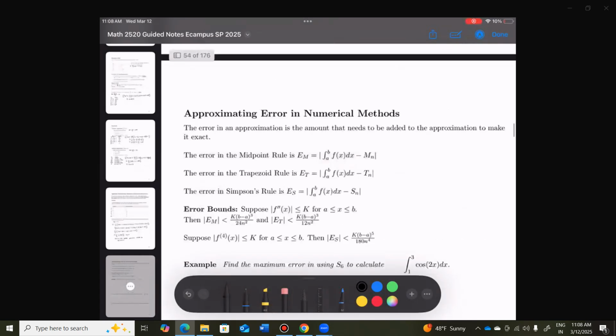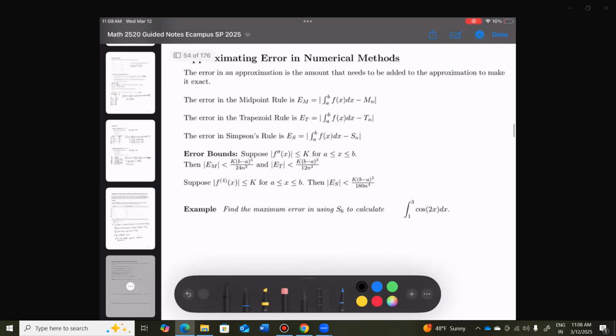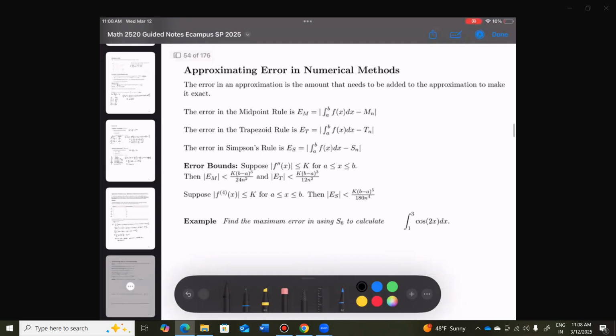Last thing, this is approximating errors in our numerical methods. There's an error for each type: using the midpoint, using the trapezoid, using Simpson's, because these are not going to come out to be exact. They're all approximations.